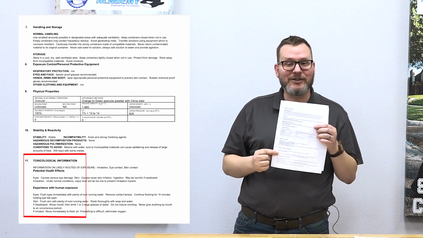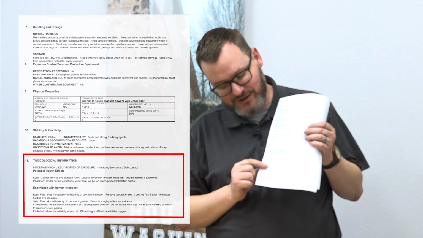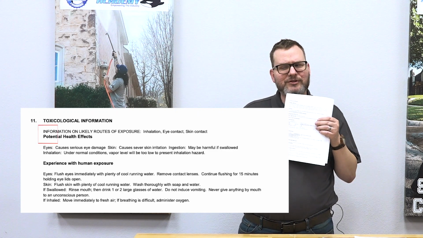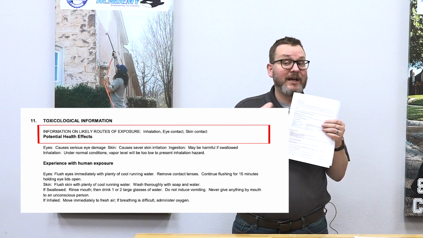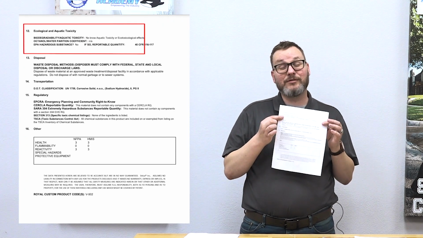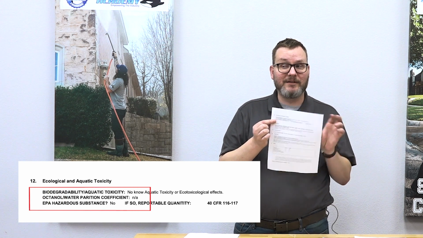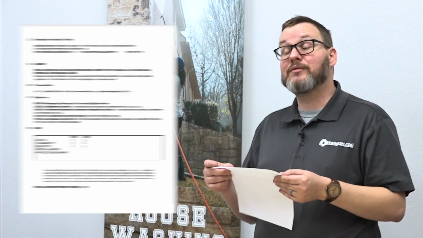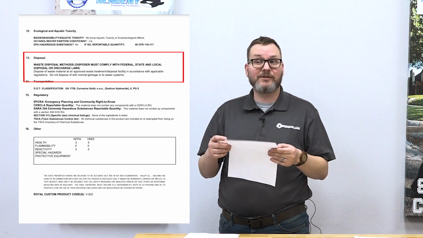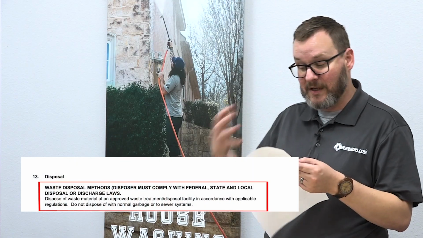So section 11 is going to be your toxicological information. So the toxicological information is talking about routes of exposure, basically if you are exposed, how it's going to affect you. Section 12 is ecological. So if this gets out into groundwater, how it will affect environmental concerns. And then section 13 is disposal. When you're finished with this particular chemical agent, how do you dispose of the wastewater or the waste product?